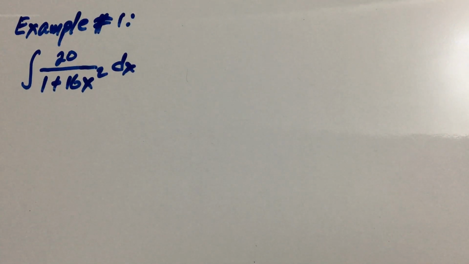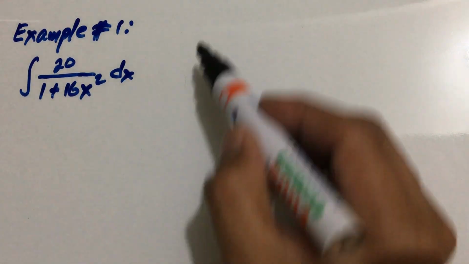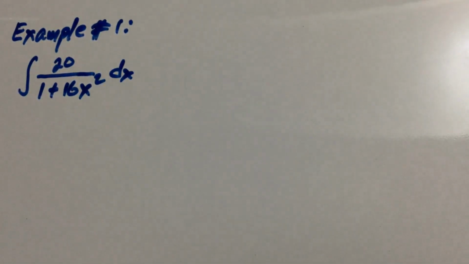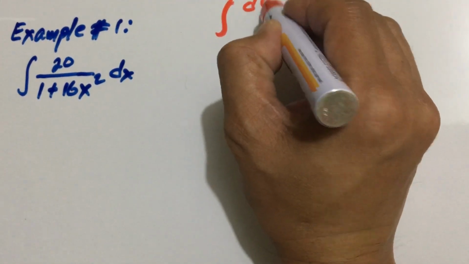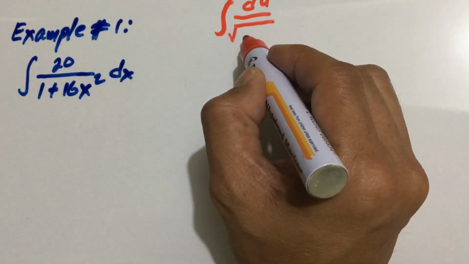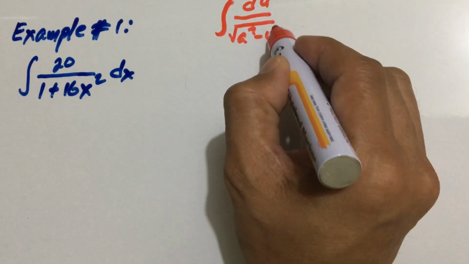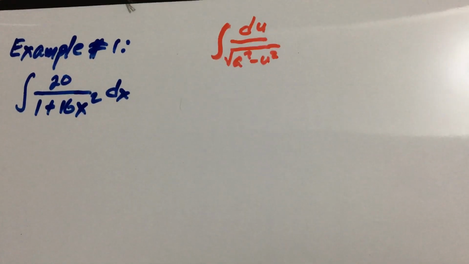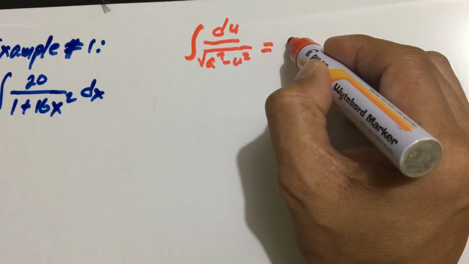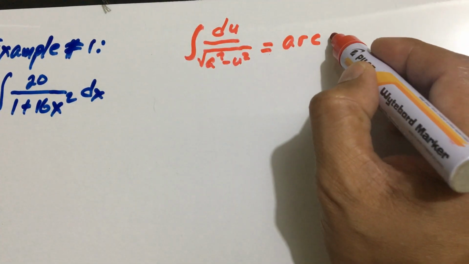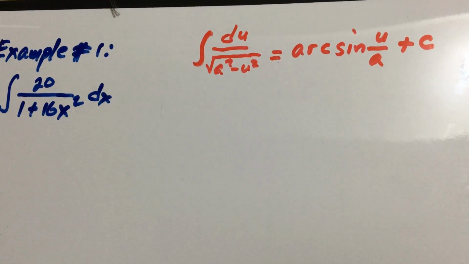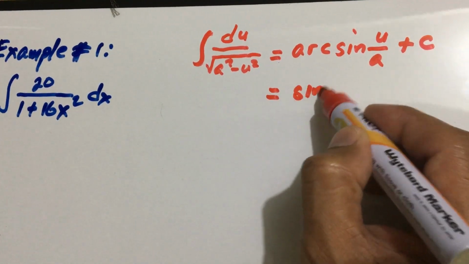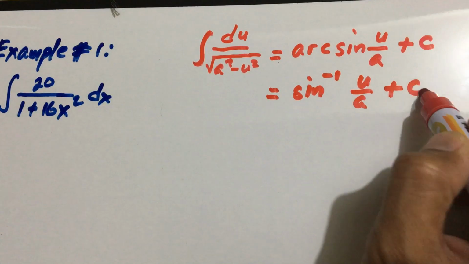Okay, so how will you solve this? As shown a while ago, I'll just summarize the formulas, class, that we have just seen. We have the integral of du divided by the square root of a squared minus u squared. This is equal to arc sine u over a plus c. Okay, take note that you can also rewrite this as inverse sine of u over a plus c. So they're just the same, class.